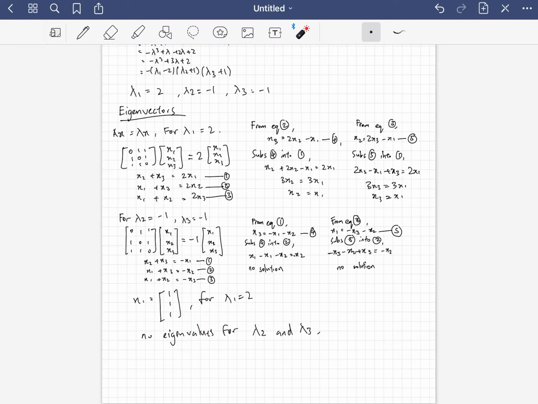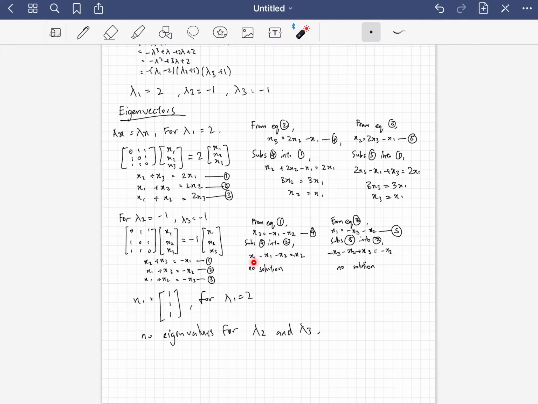Then I solve for lambda equals -1, which is lambda 2 and lambda 3. Like the same, I rewrite the matrix and expand it for the equations. x2 plus x3 equals -x1, x1 plus x3 equals -x2, x1 plus x2 equals -x3 for equations 1, 2, and 3. From equation 1, I rewrite the equation to become equation 4 and substitute equation 4 into equation 2. Then I get the answer is no solution.